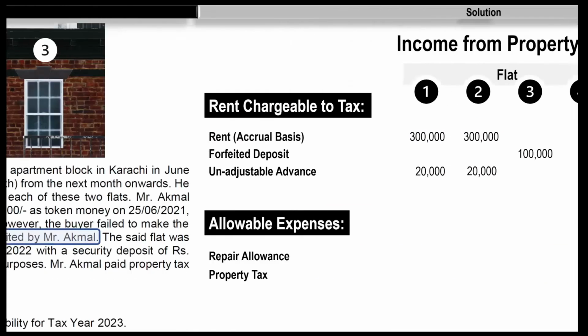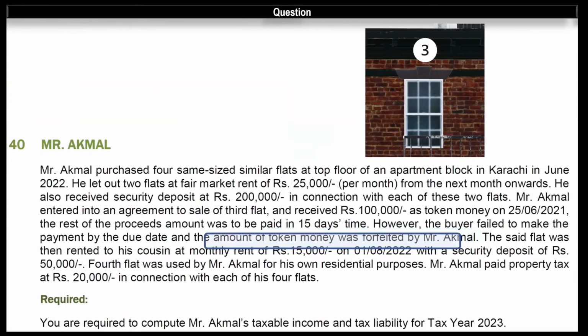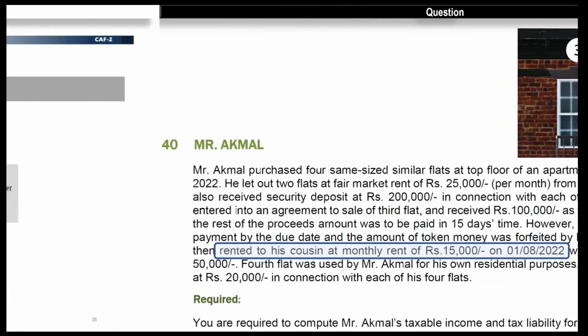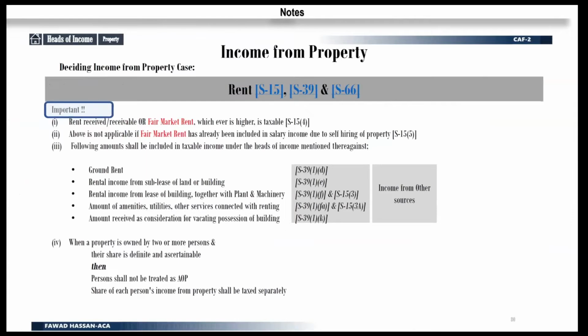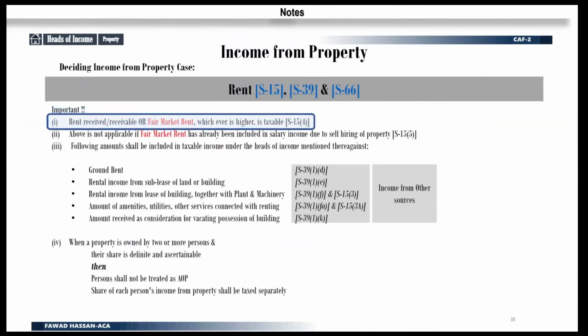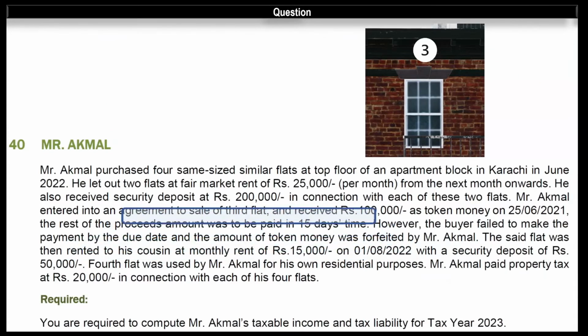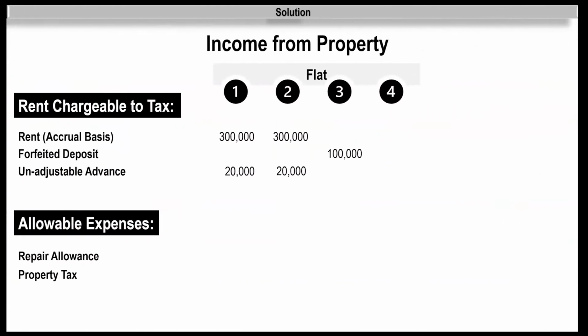Next information is about renting the third flat. Mr. Akmal rented it to his cousin at monthly rent of Rs 15,000. Recall notes slide. Actual rent or fair market rent will be compared and higher amount will be treated as rent. Since all 4 flats are similar, the question tells us about fair market rent of flats also, which is Rs 25,000. So the higher amount will be treated as rent. Mention it in your solution.